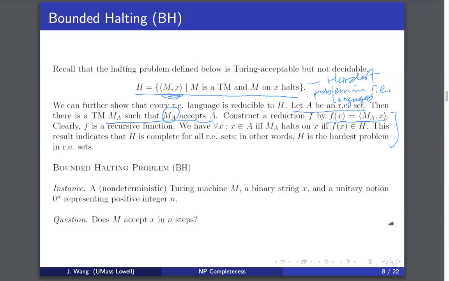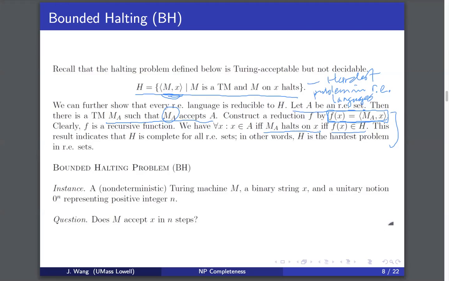This is a reduction because for any x, x is in A if and only if this Turing machine MA halts on x, because A is Turing acceptable. So it means that there is a machine. If it's in A, then it halts. If it's not in A, then we don't know. It may not halt at all, or even if it halts, it rejects the input. But if it's in A, then MA accepts, MA halts on x, so that means that f of x is in H. So this is straightforward.